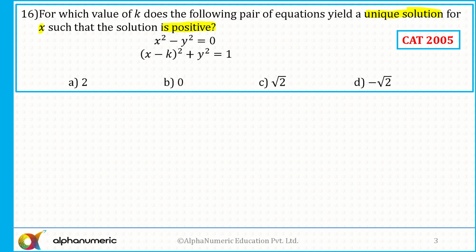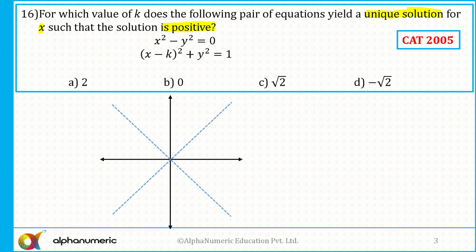Now, just see here. First I'll plot the lines y equal to x and y equal to minus x, as we have discussed in the previous question. This equation will give us y equal to plus minus x. Now, this is again a circle. Here the center of the circle is k comma 0, and the radius of this circle is equal to 1. That we know. But we need the solutions to be positive and unique.